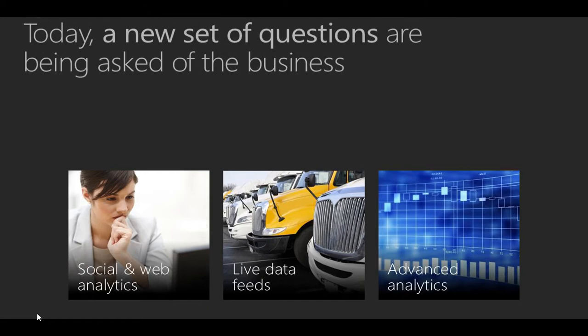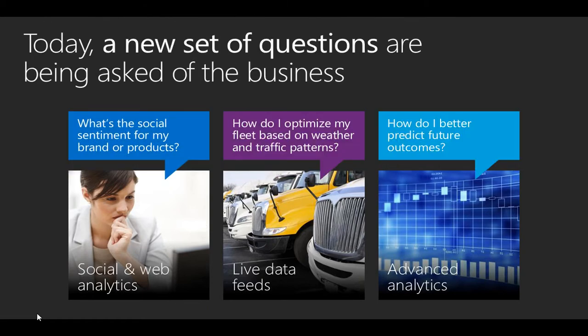Other points worth mentioning: while the data is changing, the actual questions are also changing. So questions are being asked around the social sentiment for brands or products. So the social and web analytics, so how effective are your online campaigns? Who am I reaching? Can I optimize the target for the correct audience? We also see companies utilizing live data feeds. So the example given in this slide is around fleet companies who are using live data feeds to look at weather patterns, so they have the best route for their trucks in the morning, and right the way through to predicting future outcomes with advanced analytics.